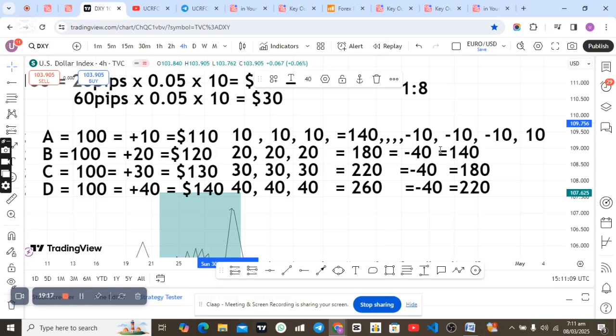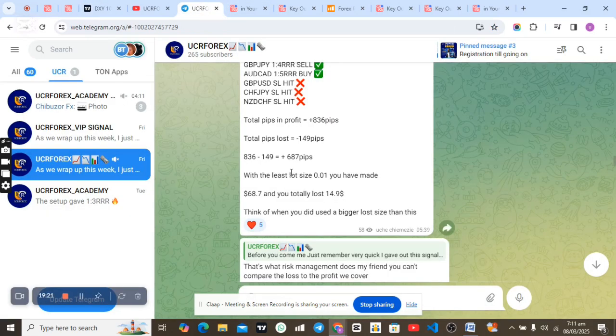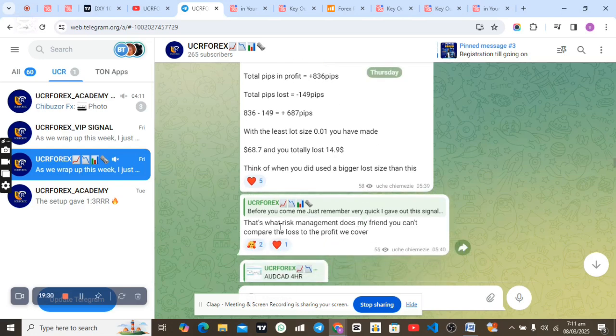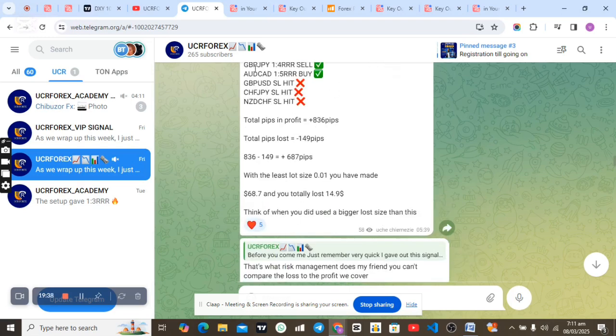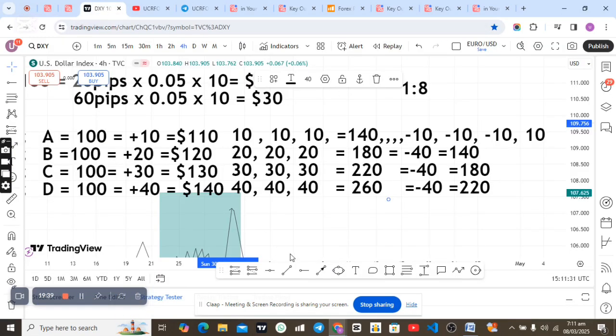Can you see the reason why I said that we are always on profits? We gave a particular simple example. Can you see why I said think of when you use bigger lot size, we are still on massive profit? That's what risk management does, my friend. You cannot compare your losses to your profits. Okay, you can see now why I said we are on profits. So this is how to practice a good risk to reward ratio.